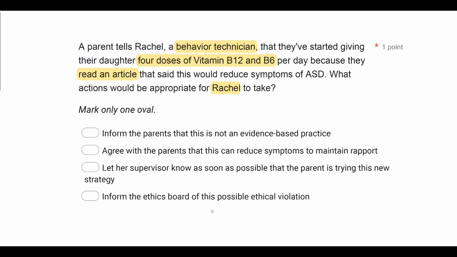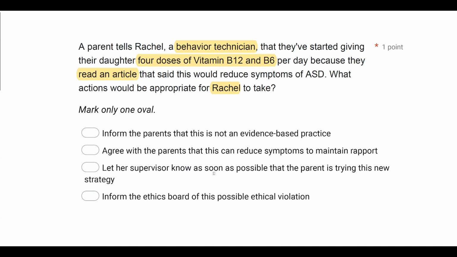And then D, inform the ethics board of this possible ethical violation. The parents are not bound by our ethical code. The only people bound by our ethical code are those who are certified under the board. So the board would do nothing about this. They can't do anything about this.